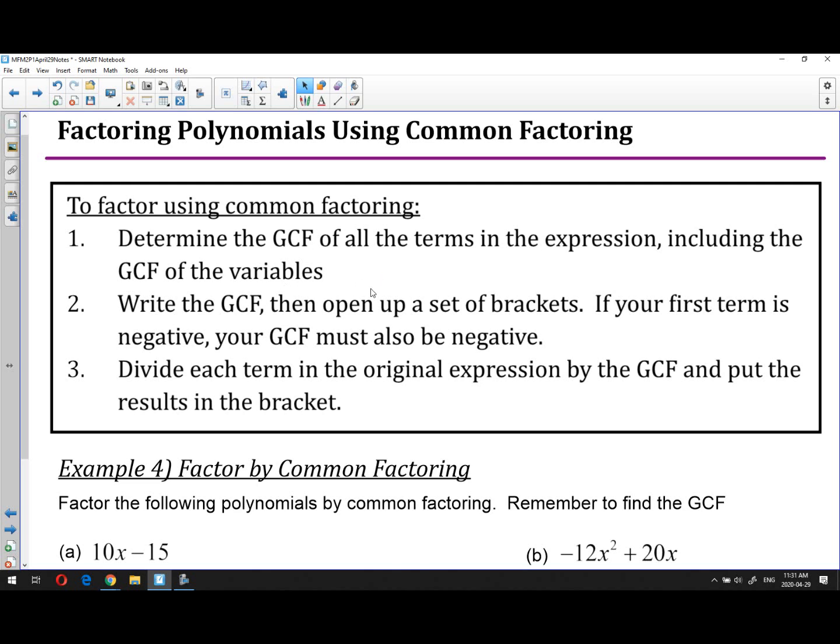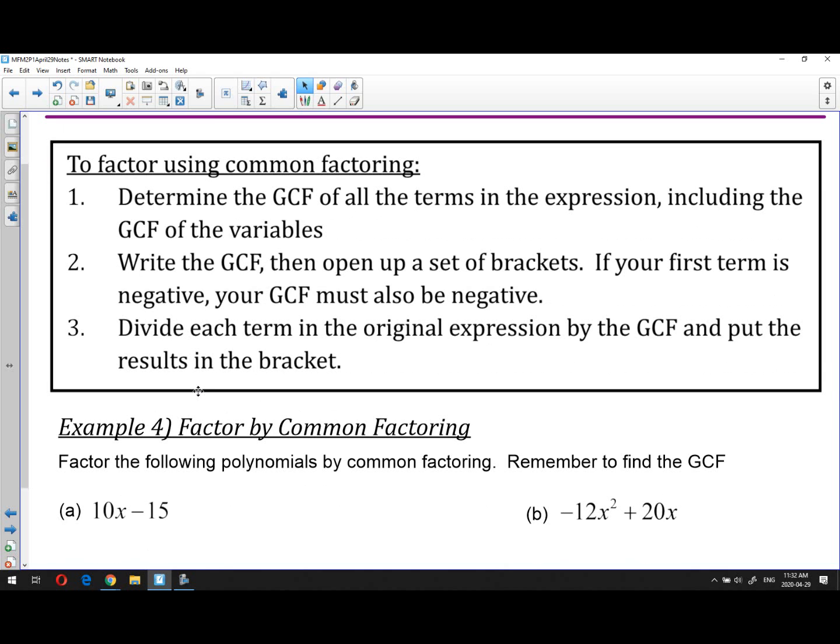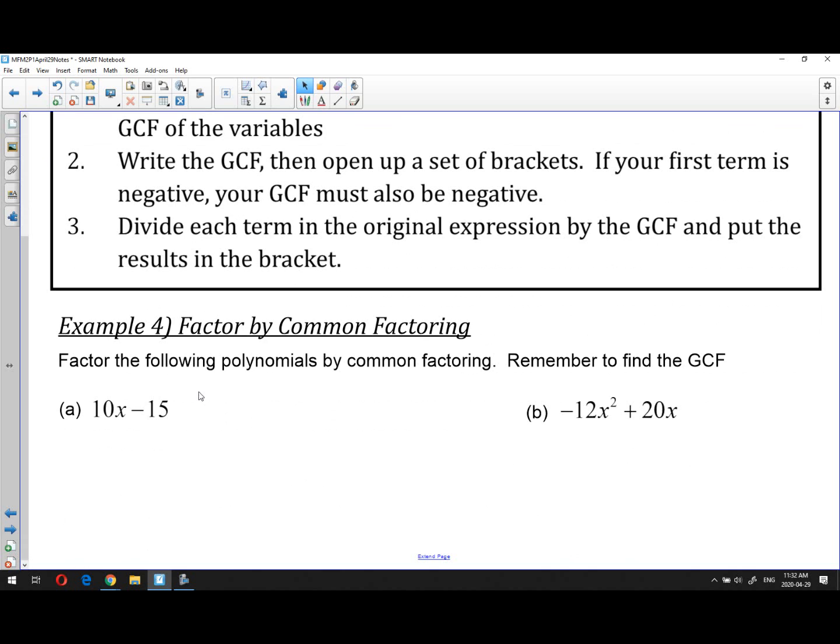Now you don't have to write these all out if you know your multiplication tables, and I'll show you what I mean by that. Number 2, write out the greatest common factor, then open up a set of brackets. What's important to know here is that if your first term is negative, your greatest common factor must also be negative. Then divide each term in the original expression by the greatest common factor and put the results in a bracket. Okay, so let's try this process out.